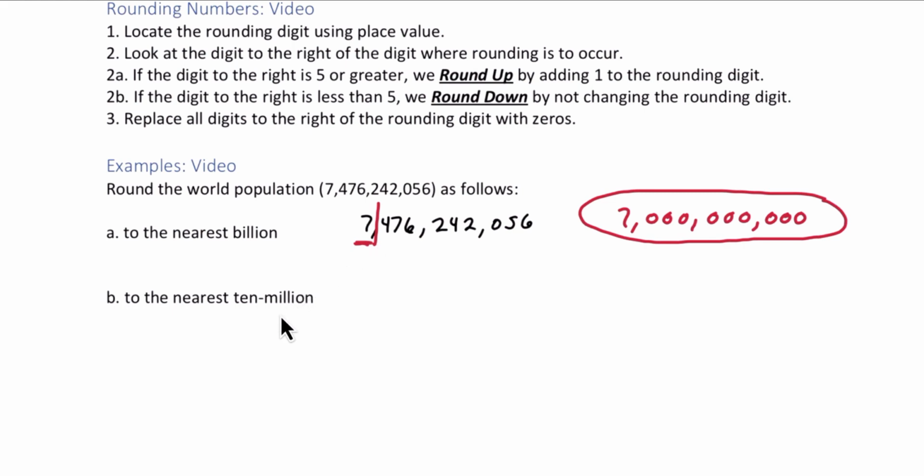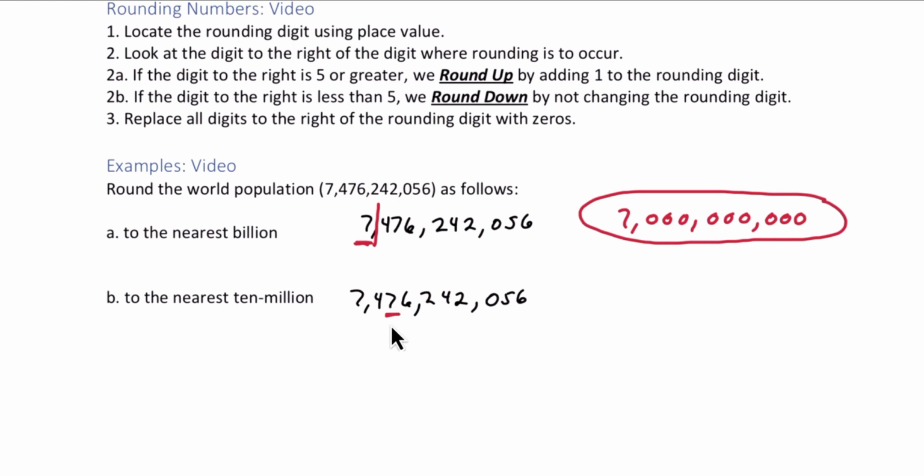In the next example, we want to round to the nearest 10 million. We'll start by copying the original. And next, locate the 10 millions position. Ones, tens, hundreds, thousands, 10,000s, 100,000s, millions, 10 millions. This 7 is in our 10 millions position.